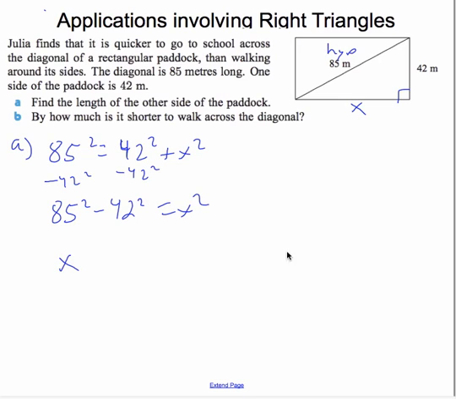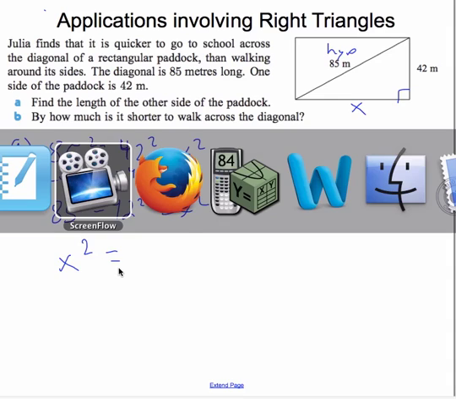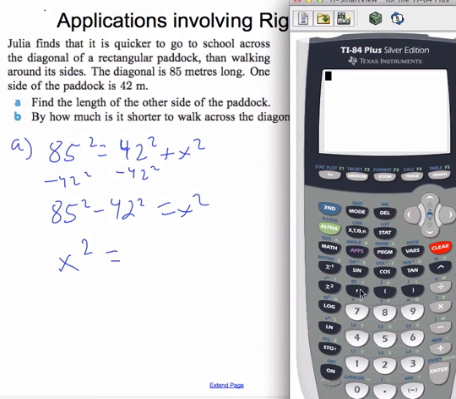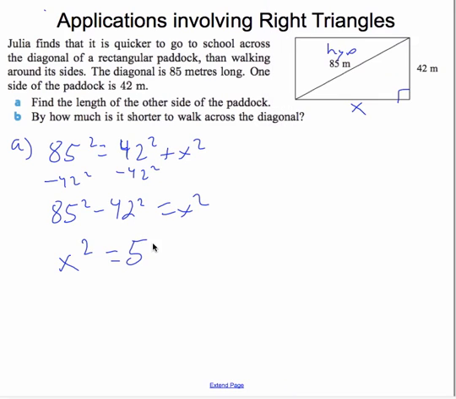Okay, so I'm going to do that on my calculator. We have 85 squared minus 42 squared is 5,461. And if we want to get x, we'll take the square root of that.